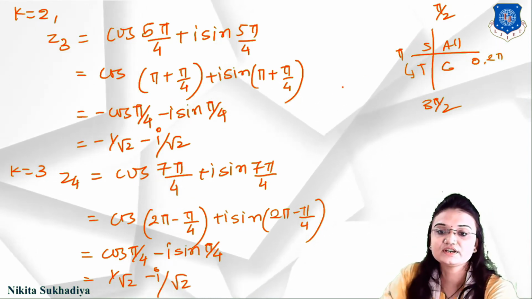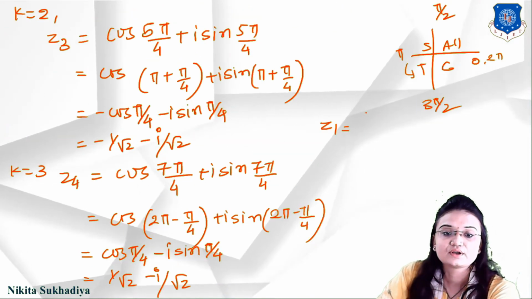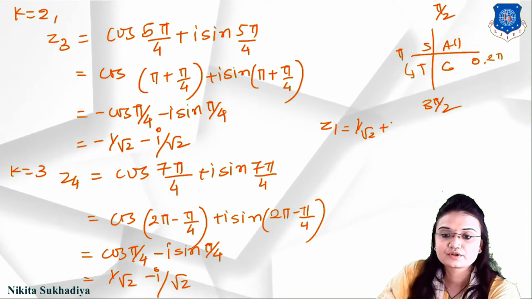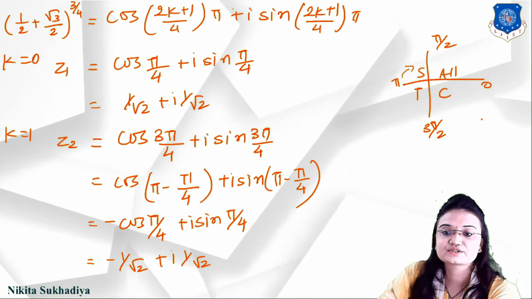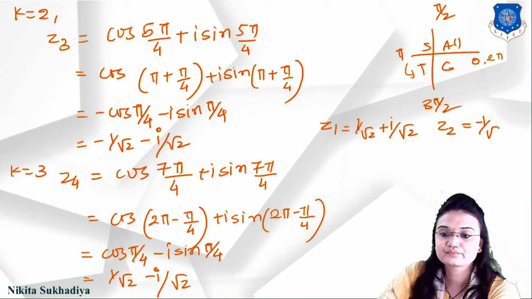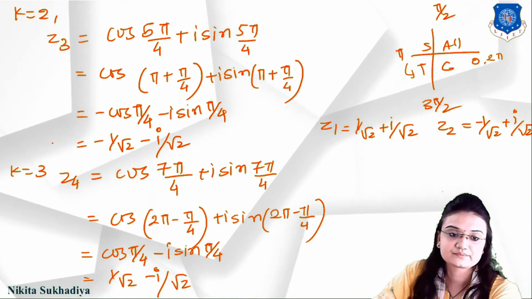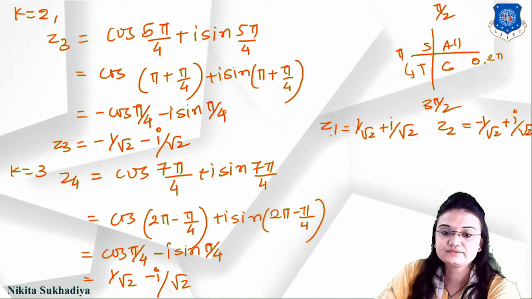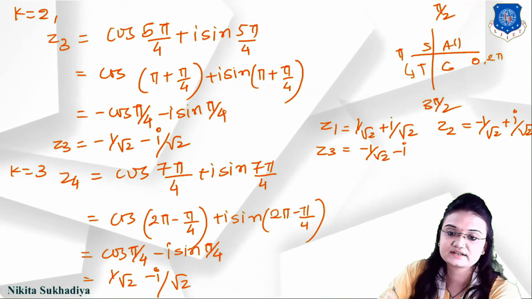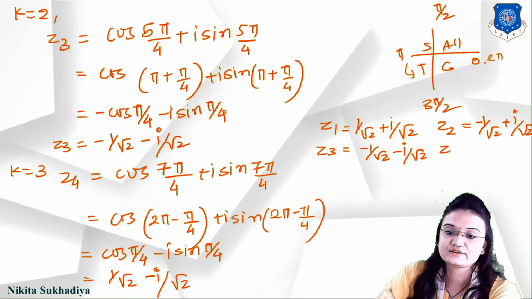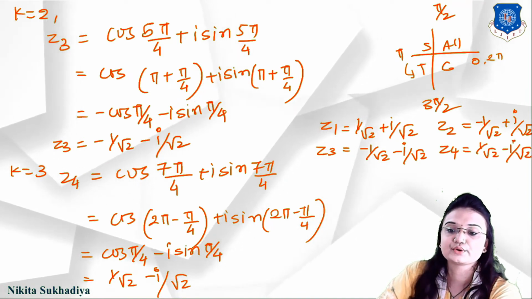Okay, so here we have 4 answers. First one z1, that is 1 upon root 2 plus i by root 2, z2, that is minus 1 upon root 2 plus i by root 2, z3, that is minus 1 upon root 2 minus i by root 2, and z4, that is 1 upon root 2 minus i by root 2.